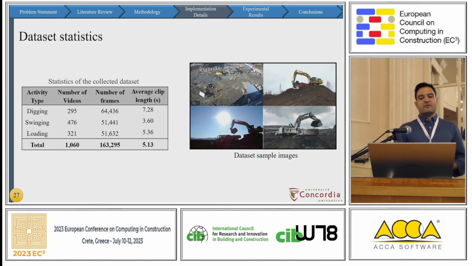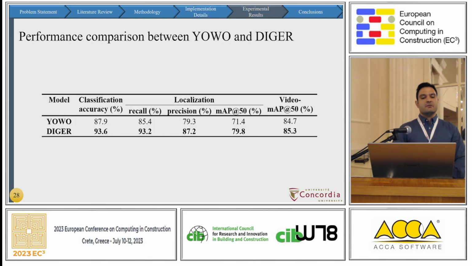To test the performance of our method, we have tested it on a large custom dataset of excavator activities. Our dataset has more than 1,000 videos of the 3 activities of digging, swinging, and loading. In the figure, you can see some sample images from our dataset that has different lighting, weather, and camera angle conditions. In this table, we provide a performance comparison between our method and the original YOVO method.